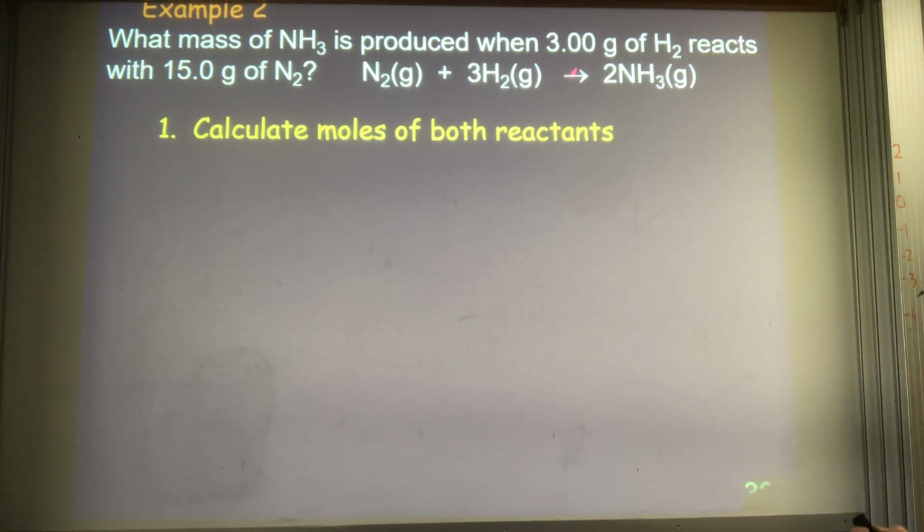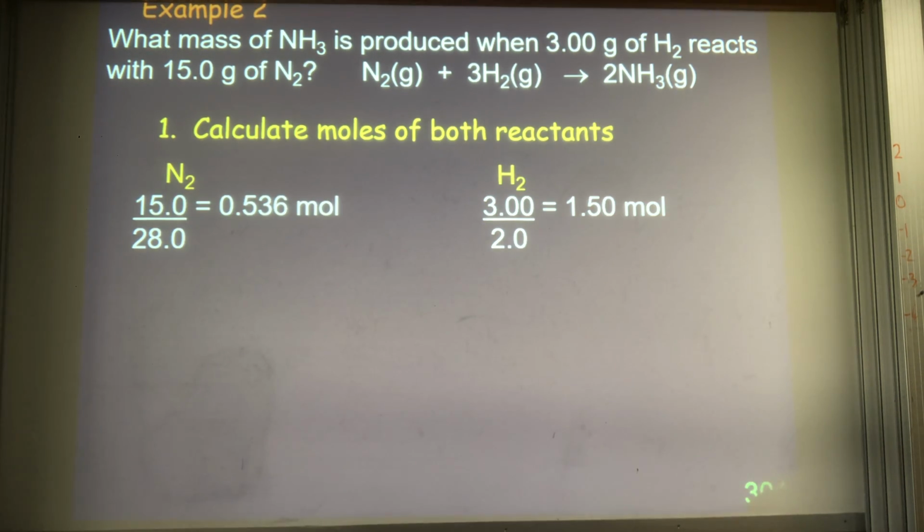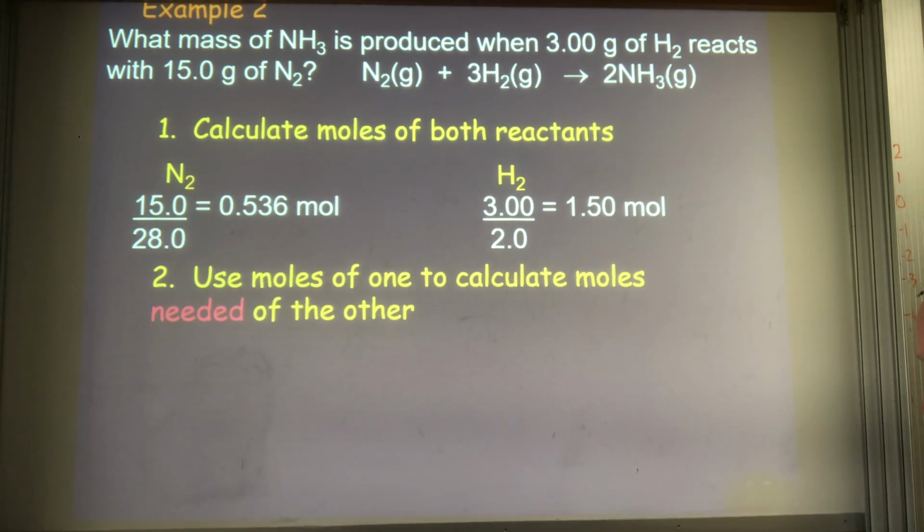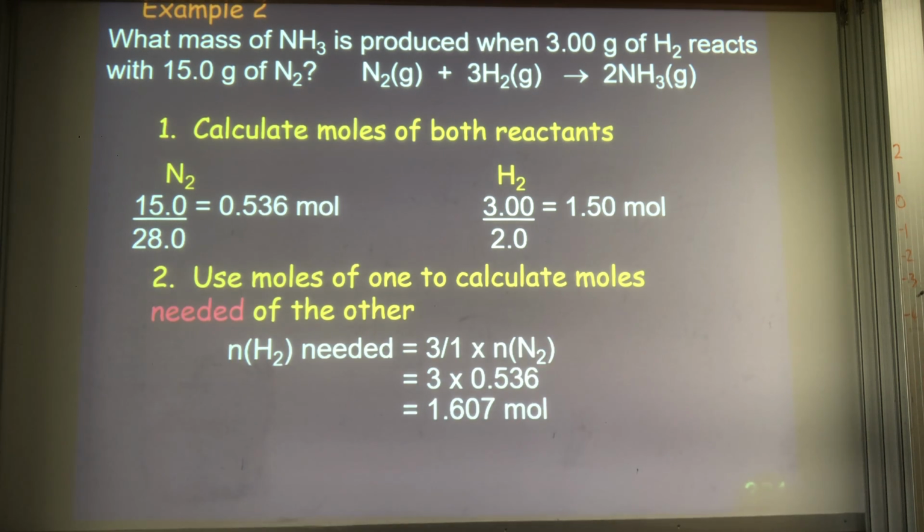So again, the mass of both reactants is given, so we work out the moles of both reactants. Remember the MR: nitrogen is N2, so it's 2 times 14, and hydrogen is H2, so it's 2 times 1. That gets us the number of moles. Now again, we take the number of moles of one and work out how much of the other we would need to completely react it. So in this case, I'm taking the number of moles of nitrogen, multiplying it by 3 over 1, to tell us how much hydrogen we would need.